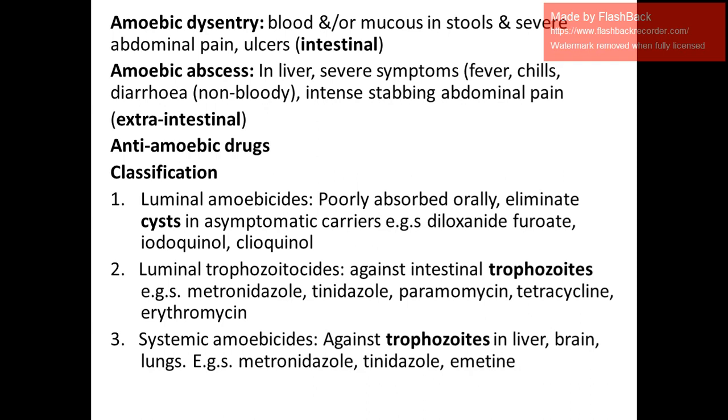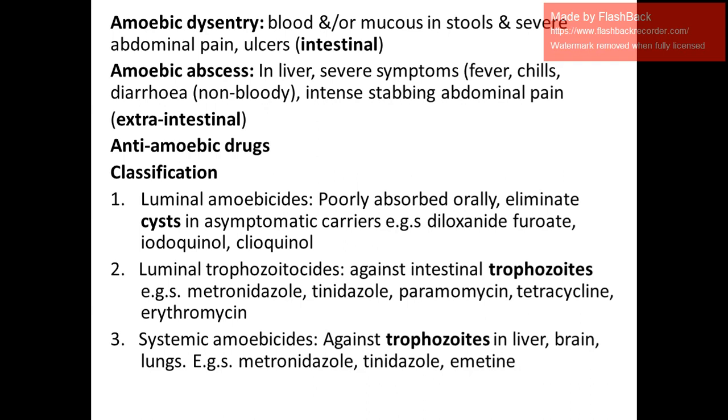Then these are the anti-amoebic drugs classification: luminal amoebicides, luminal trophocytocides, and systemic amoebicides. What does luminal mean? In the GIT. Okay, when the amoeba, meaning the cyst form, is present in the lumen of the intestine, the person, as I've told you, will be an asymptomatic carrier.